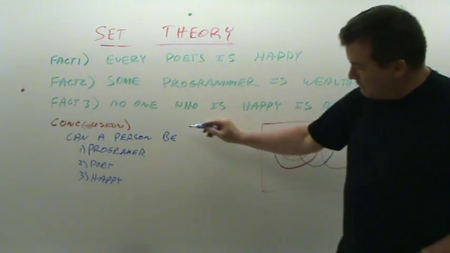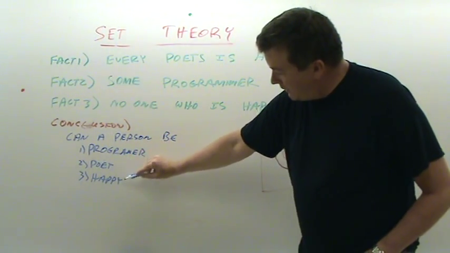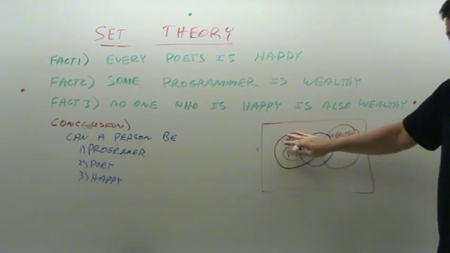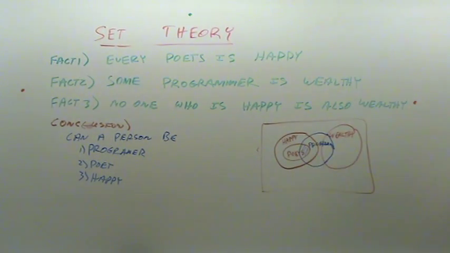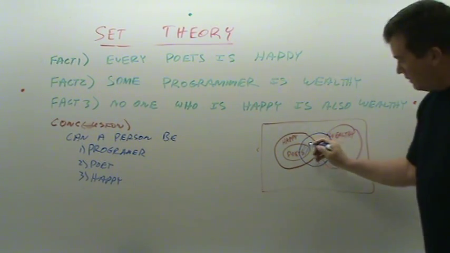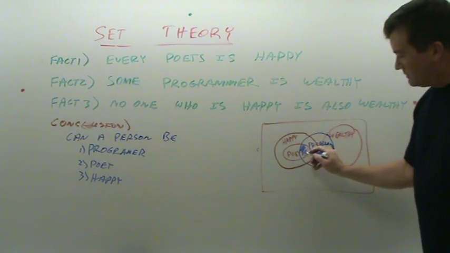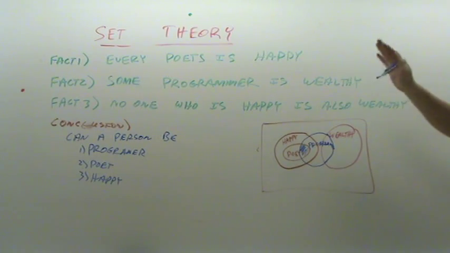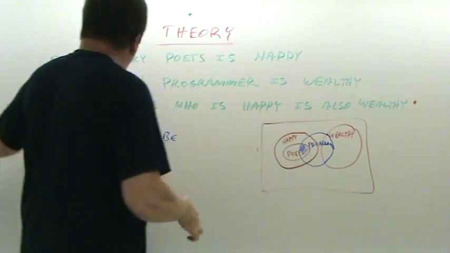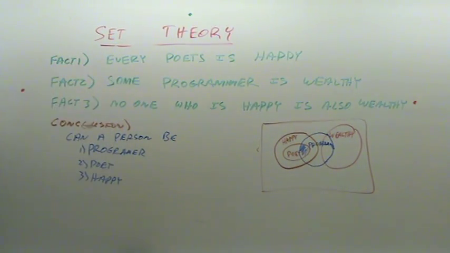If we said, can a person be a programmer and a poet and unhappy, meaning you're in the complement of happy, so anything that's outside of happy would be unhappy, the answer to that would be no. Because if you are in the collection of people who are poets and programmers, you have to be happy, based on these rules.